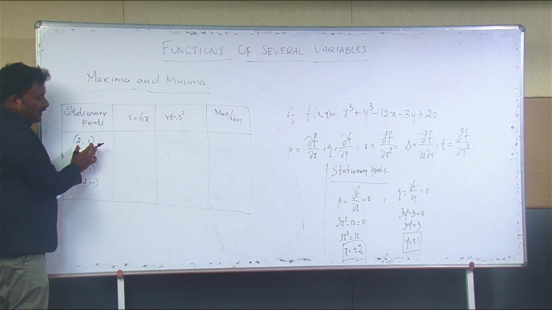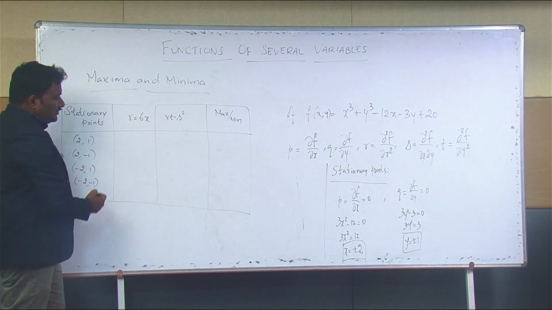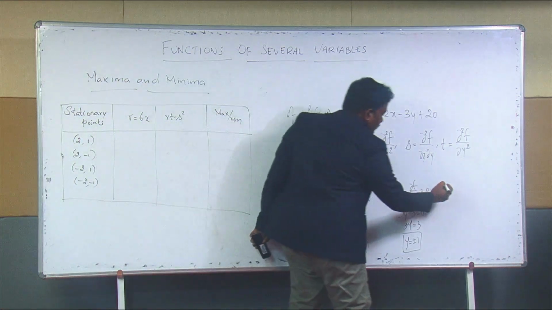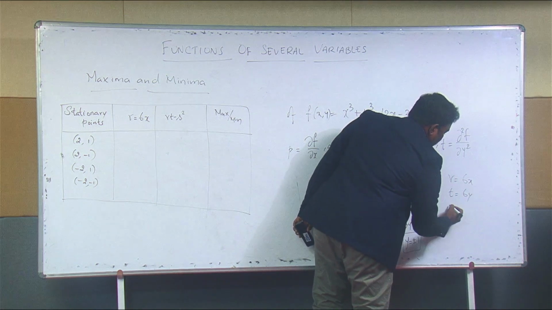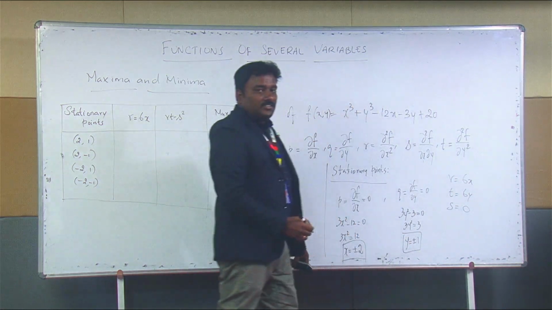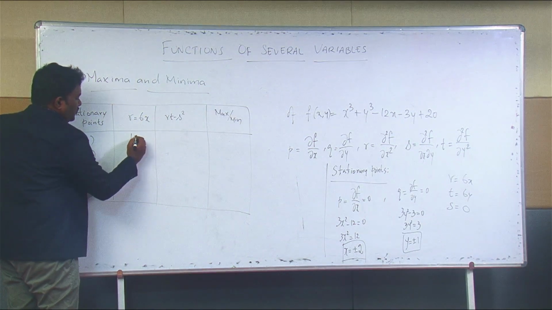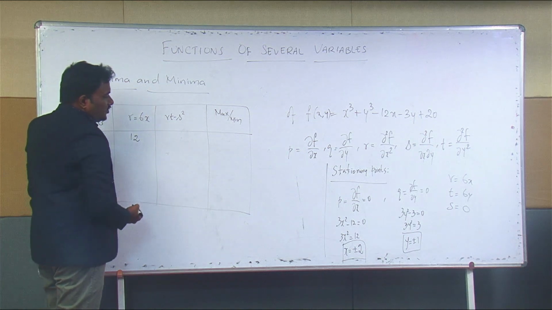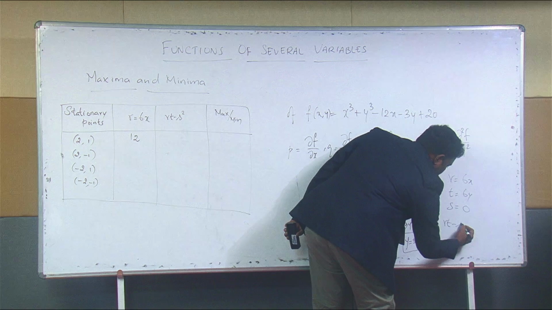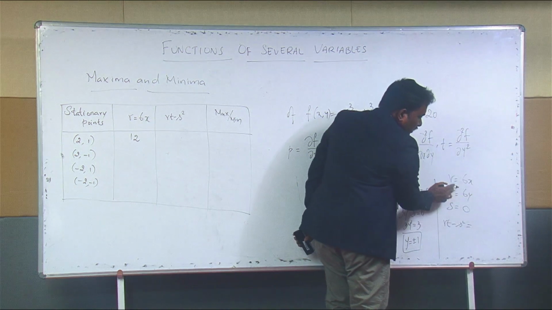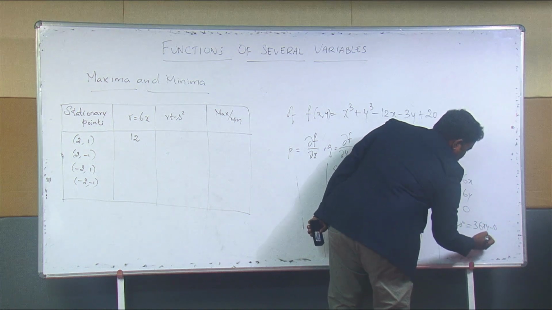So this 2 comma 1 has to be replaced in the r value and the rt minus s square value. So r is 6x and t is 6y and s is 0. This is what we already found out. If you replace this 2 comma 1 in the place of r, it becomes 12, and rt minus s square is the multiplication of these two, that is 36xy minus 0. So this is 36xy.